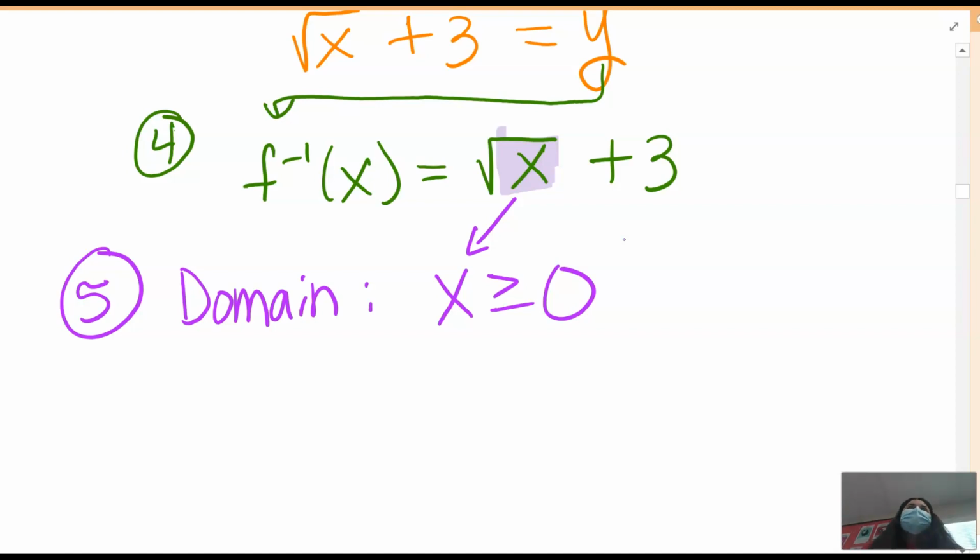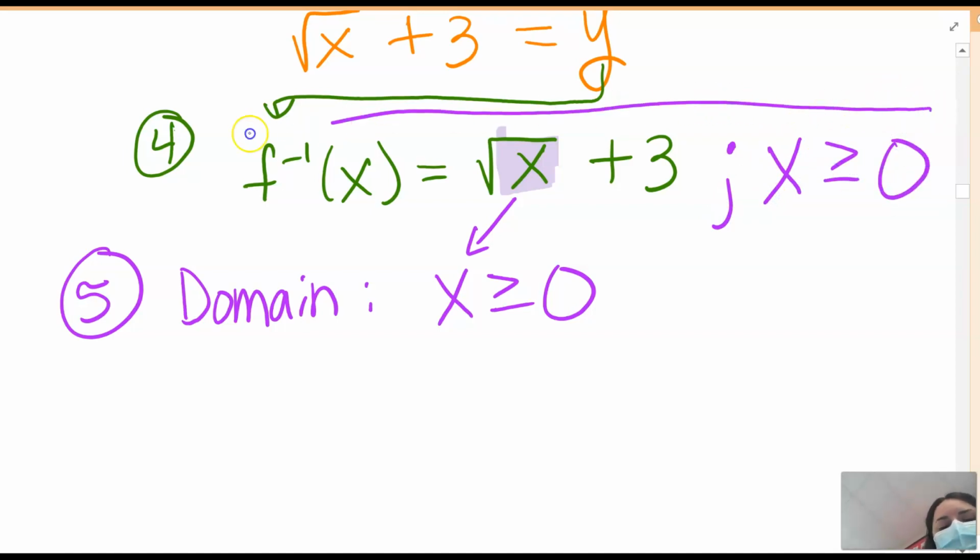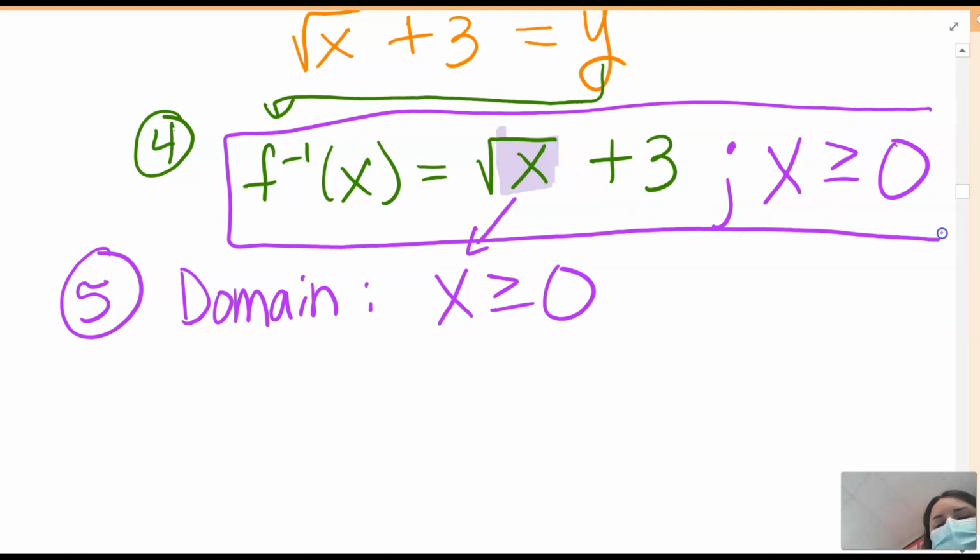And then you would solve for x, but x is already by itself, so you don't really have to do anything to it, just realize that that's the restricted domain. So at the end of step 4, just put a semicolon and say x has to be greater than or equal to 0. And that would be your solution, the inverse function and the restricted domain.